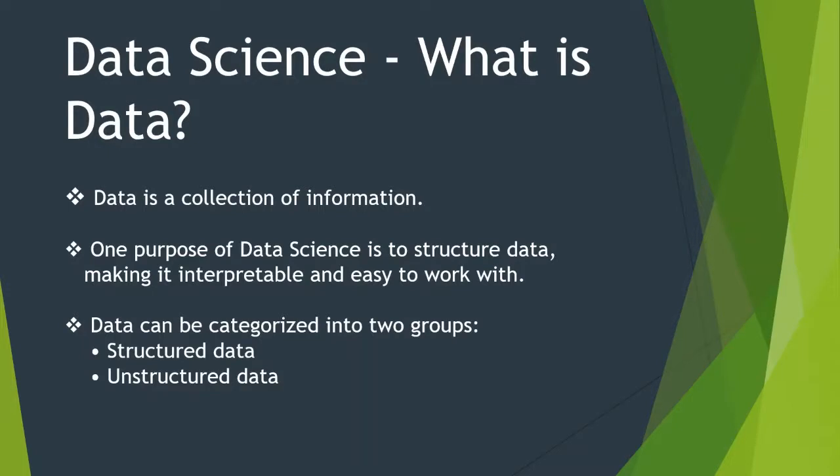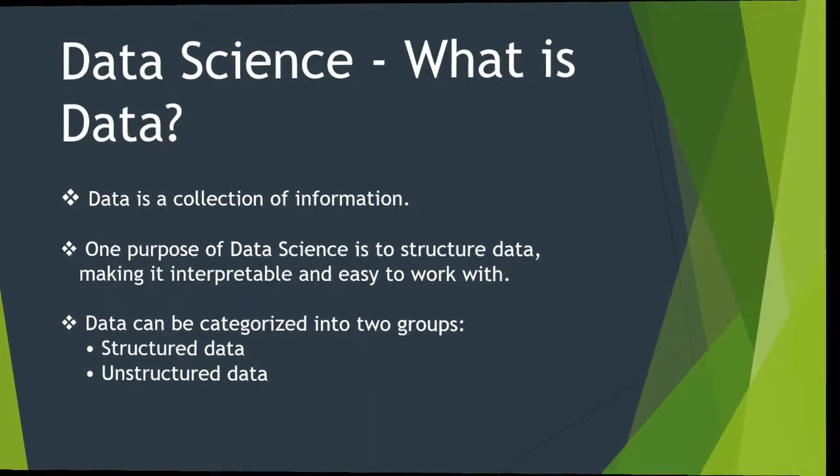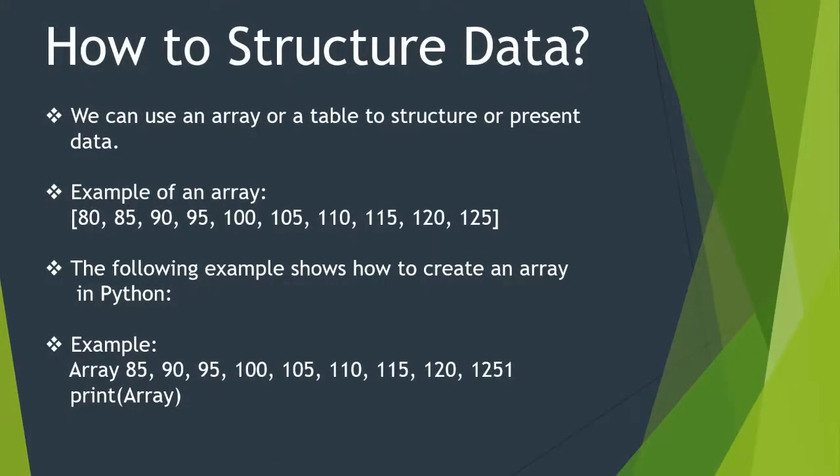What is data? Data is a collection of information. These data are of two types: structured data and unstructured data. Structured data is data organized with data science components, and raw data is unstructured data, which means it will have bad data, raw data, unwanted data, and lots of things like that. And then we'll see how to structure data.